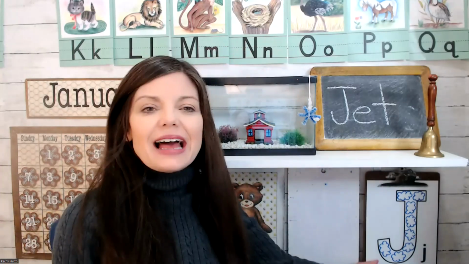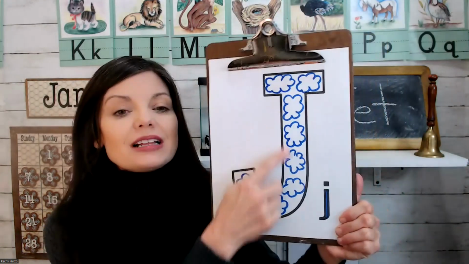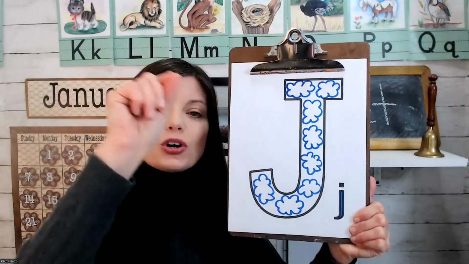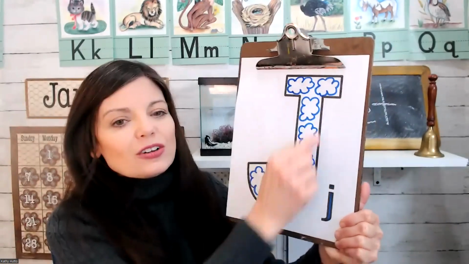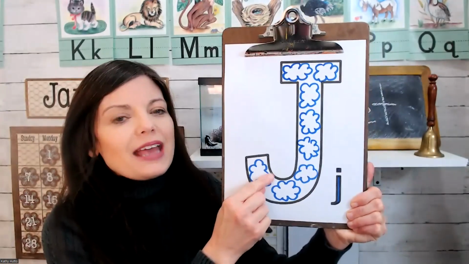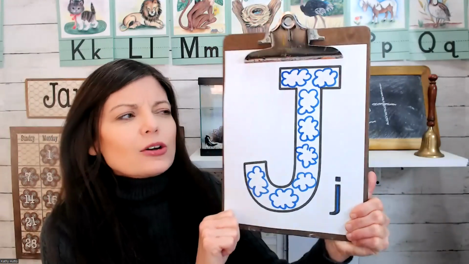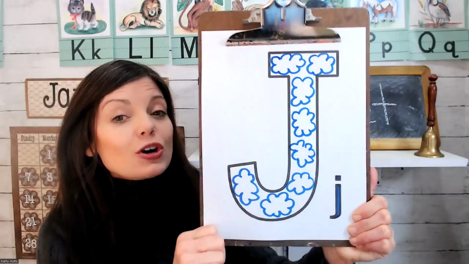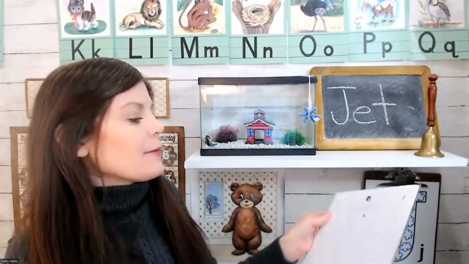Well, J is for jet, and jet planes go up in the sky where the clouds are. So today you can decorate your letter J with clouds. Just draw some curvy lines all along your letter J. This is uppercase J, and there's lowercase j. So what letter is this again? It's letter J. And now that we can recognize this letter, we'll practice writing it.